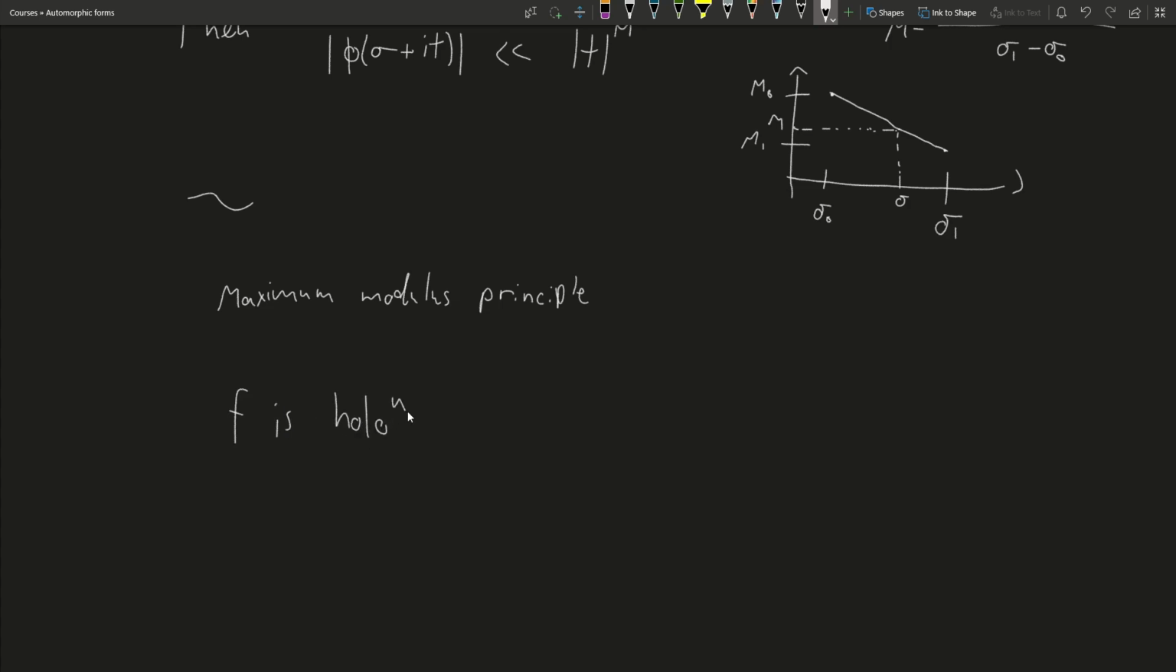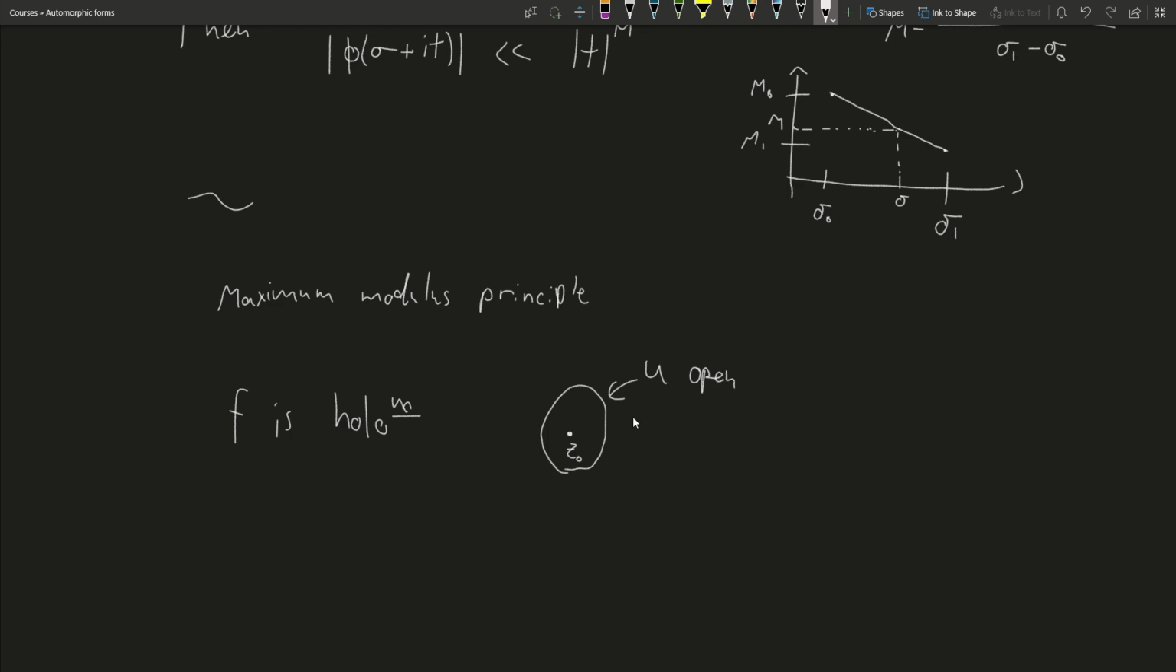is holomorphic on some set, whatever, then the idea is you take some point z naught, and then you look at some neighborhood of z naught. So I'm just going to call this U, this is the neighborhood of z naught, and this is open.